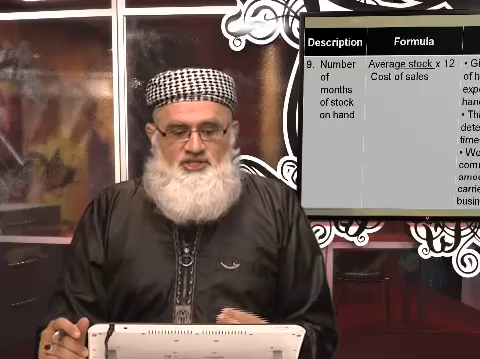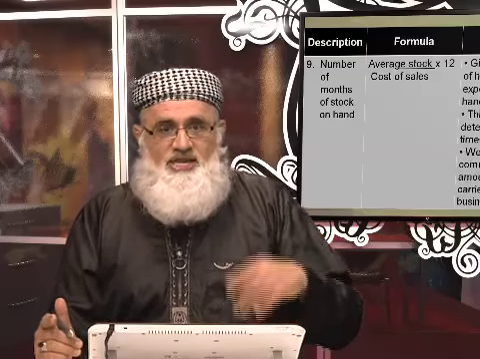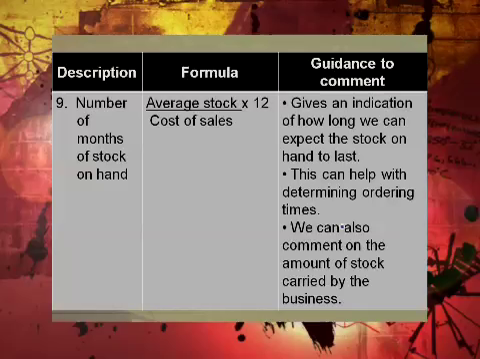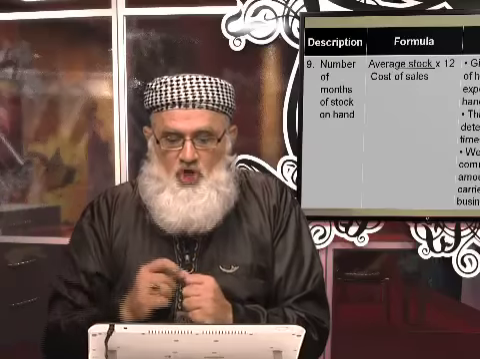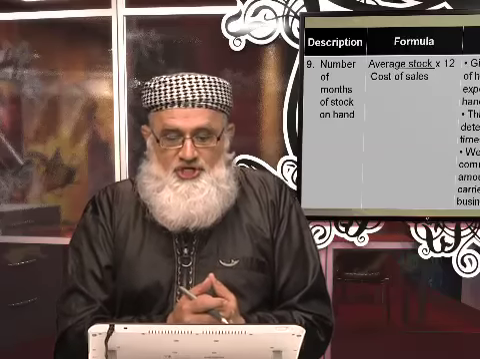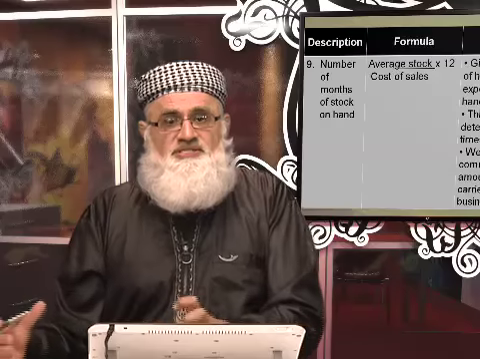The number of months of stock on hand, it would be your average stock. Once again, opening plus closing divided by 2 over your cost of sales. What does this ratio tell you? It gives you an indication of how long we can expect the stock to last. It will help you know how quickly you have to order more stock, right? And also, it could give you an indication on the amount of stock that you are carrying in your business.